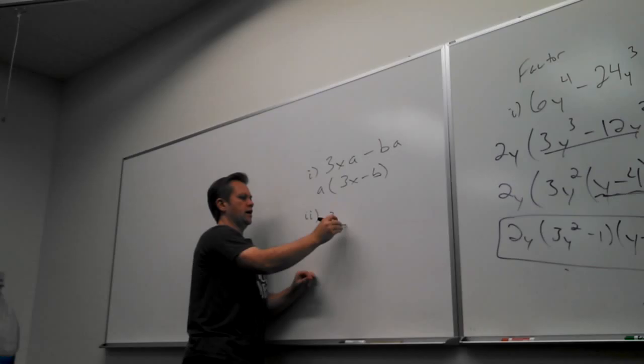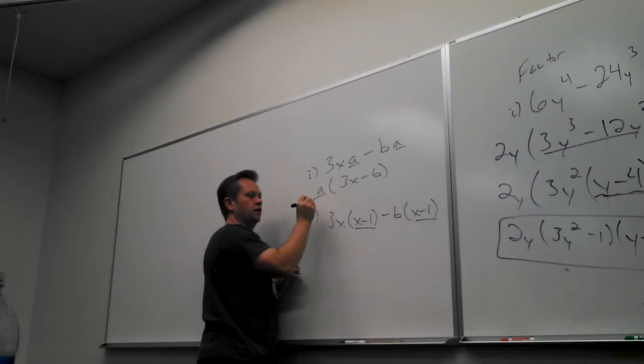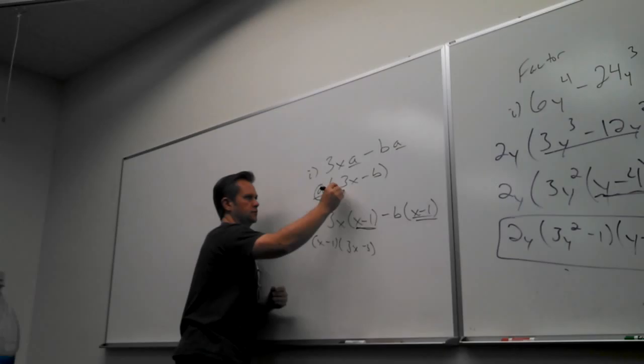So what if I had this? See how this is like that. These are the same, so it can come out. It's the same thing, right? So that's the idea behind grouping. See how I have a times 3x minus b, and this thing times 3x minus b. They're the same problem.